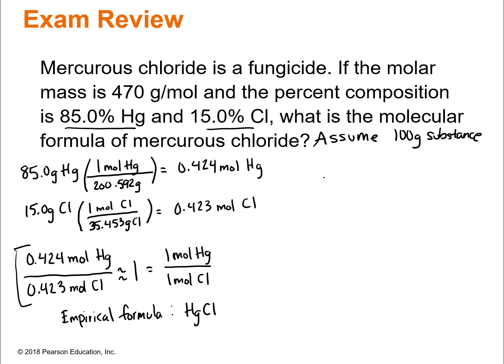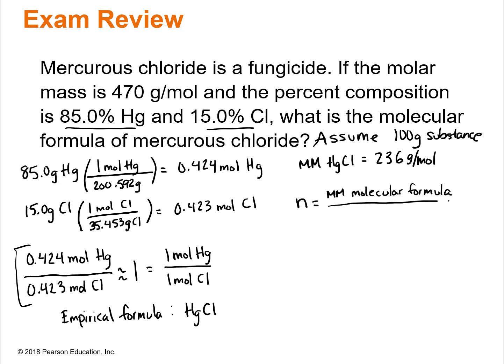Once you have that empirical formula, you need to figure out its molar mass. And I'm not going to write it all out here, but you should get somewhere in the ballpark of 236 grams per mole, give or take. Then you figure out your N, which is the molar mass of the molecular formula divided by the molar mass of your empirical formula.